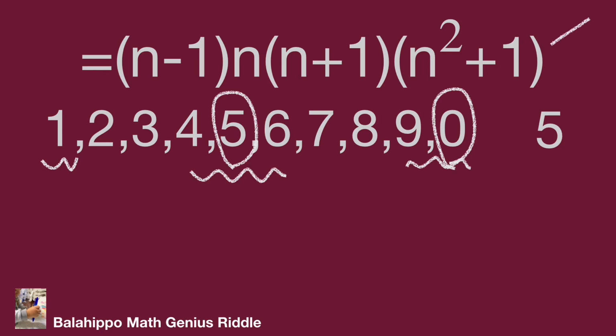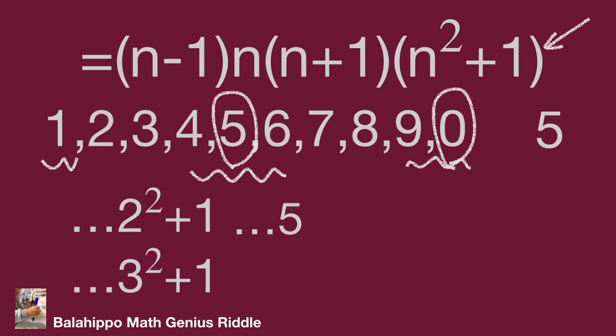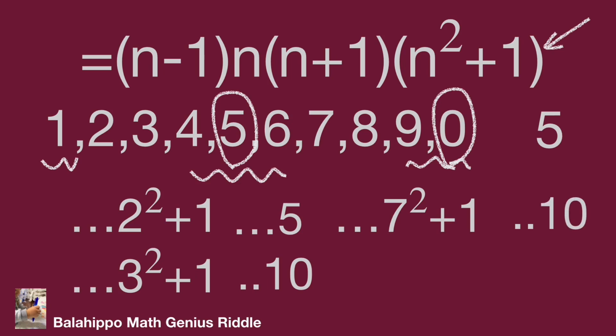Let's check the item n squared plus 1. The last digit is 2. 2 squared equals 4, plus 1 equals 5. Factor 5. Last digit 3. 3 squared equals 9 plus 1 equals 10. Last digit 7. 7 squared equals 49. Last digit 9 plus 1 equals 10. Last digit 8. 8 squared equals 64. Last digit 4 plus 1 equals 5. For all the last digits 2, 3, 7, and 8, we can find the factor 5.